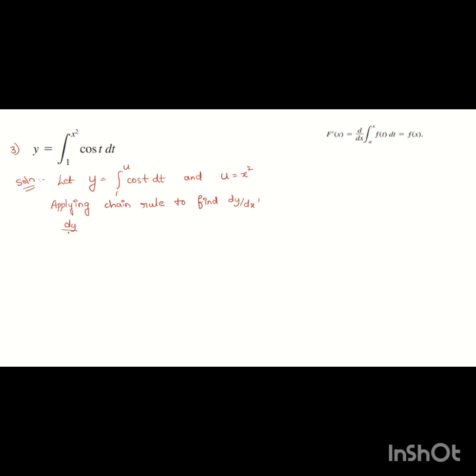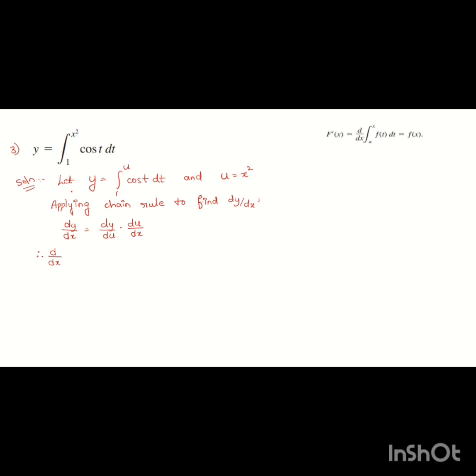dy/dx will be equal to dy/du times du/dx. Since y is in terms of u, I have differentiated y with respect to u, and u is in terms of x square, so we are differentiating u with respect to x. Now we just substitute the values here.